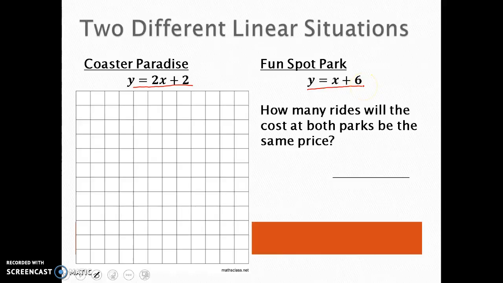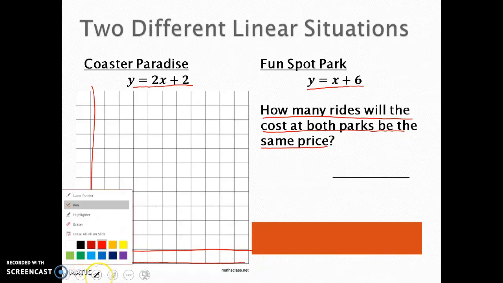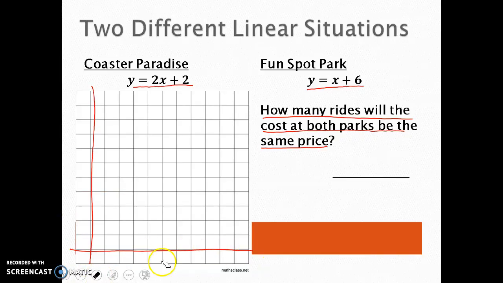What we want to do is figure out how many rides it takes for the cost at both parks to be the same price. If we can figure out what's going on here, we have two graphs. Maybe I should make this go up here. I'll just put it here and erase this one. We have two things going on here at the same time.